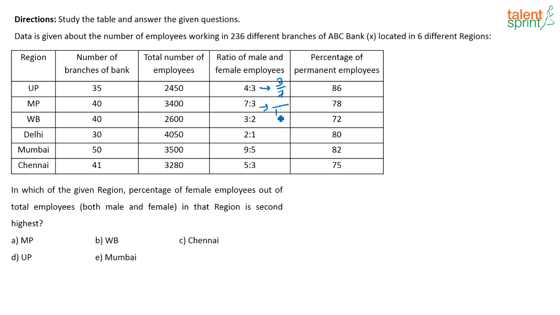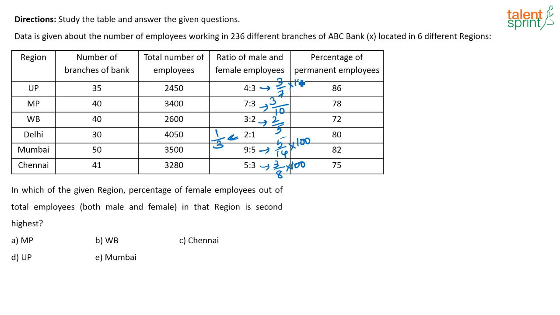Similarly, here if there are 10 employees totally, 3 employees are female. If there are 5 employees, 2 employees are female. If there are 3 employees, 1 employee is female. Here if there are 14 employees, 5 of them are female. If there are 8 employees, 3 are male. Correct. So, this is the percentage, 5 by 14. This is the percentage that they are talking about.